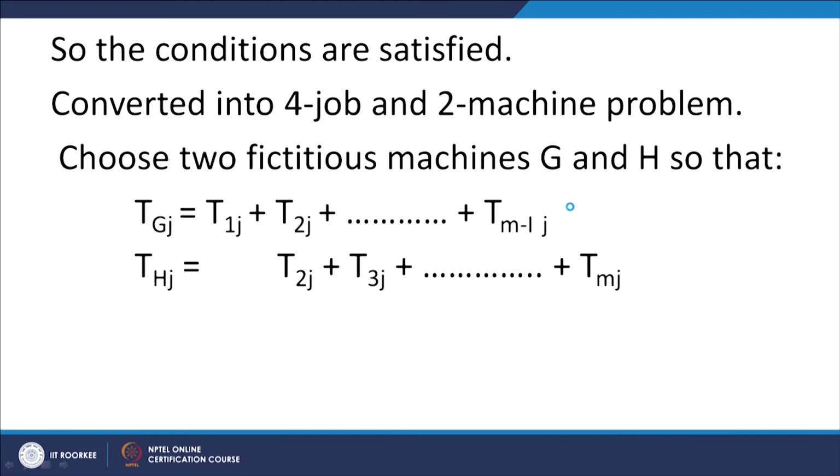For the first fictitious machine G, the times can be calculated as Tgj is equal to T1j plus T2j plus up to T(m minus 1)j. And similarly, for the second machine, we have the times Thj is equal to T2j plus T3j plus up to Tmj. Again, please note that in the first case the last entry is missing, and in the second case the first entry is missing.